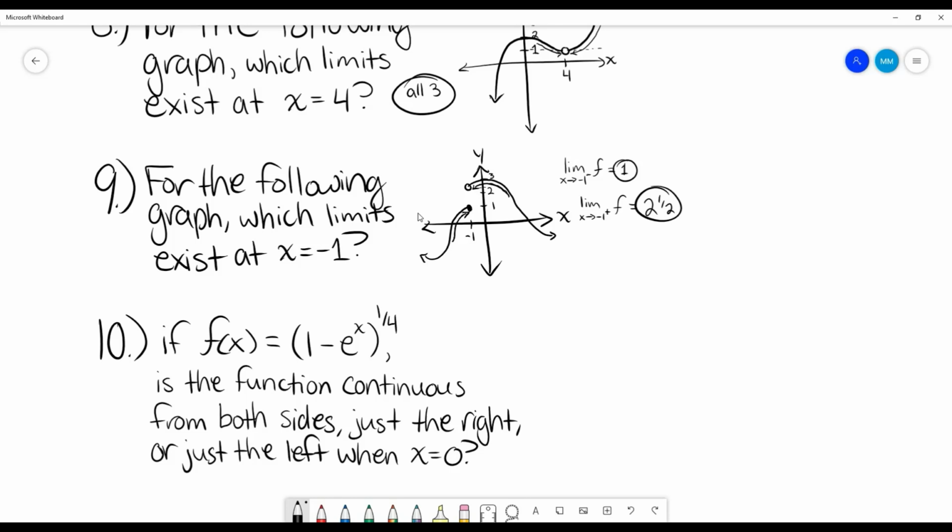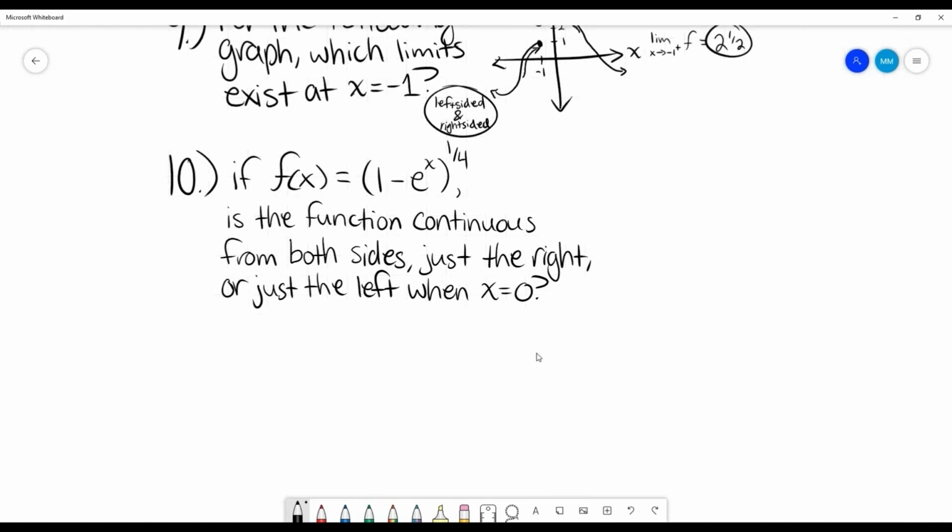And because these aren't the same number, our double-sided limit does not exist. This is where we would say that the limit does not exist, because the limit only exists when our left-handed limit and our right-handed limit are equal. So in this case, we don't have all 3 limits existing. We just have our left-sided and right-sided, but not our double-sided limit.